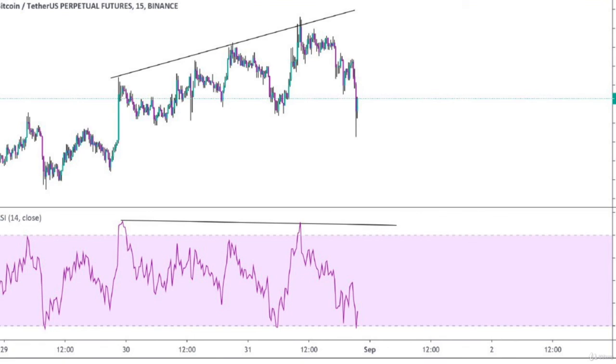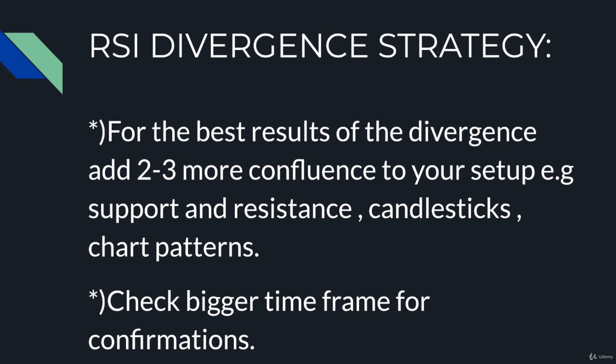Let's move forward and recap the things and summarize it. So for the RSI divergence strategy, for the best results of the divergence, you have to add 2 or 3 more confluences to your trading setup. For example, as I have told you previously, we do not take trades only based on one confluence like RSI divergence. If we are having a bullish divergence and the price is at a support, it indicates a strong buy signal, and if there is any bullish candlestick and any bullish chart pattern, it is a perfect buy signal. Then we have to add more confluences to our trading setup, and we have to check the bigger time frames, the 4 hour, the 1 hour.